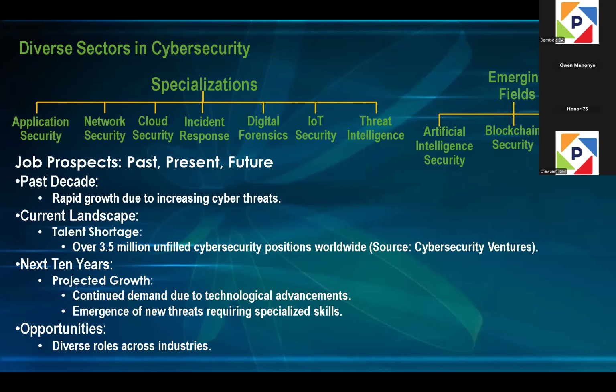Then we have threat intelligence. That's another big area. Then we have emerging fields of artificial intelligence security. Artificial intelligence is a good one, and we also need security there. We have blockchain security. Right now, the blockchain guys boast that they have one of the best security systems. Now, we have quantum computing, which is another big place. If you listen to tech news, it will also need security.